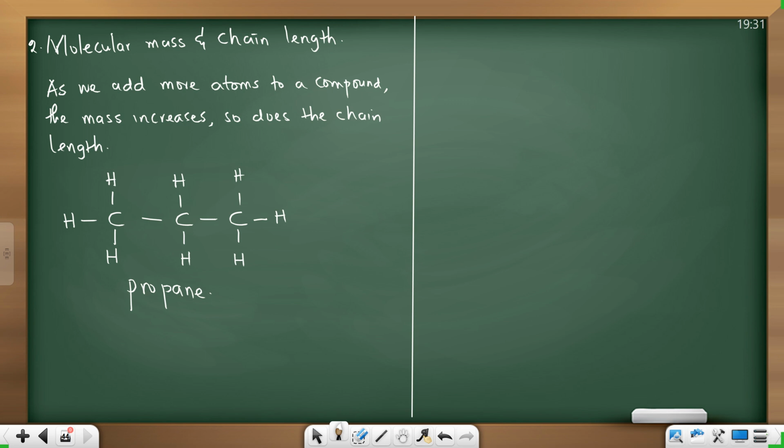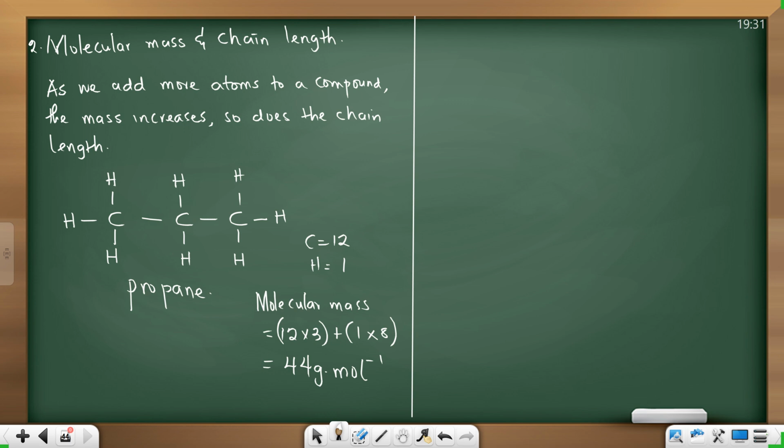If I want to check the molecular mass here, carbon is 12 and hydrogen is 1. Do you want to calculate the molecular mass for me? It will be 12 times 3 plus 1 times 8. And what would that be? 36 plus 8. 44 grams per mole. That's the molecular mass.